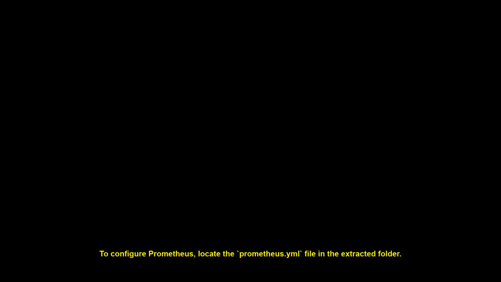To configure Prometheus, locate the prometheus.yml file in the extracted folder. Open prometheus.yml in a text editor of your choice. Modify the configuration file to add your VPS details. In the scrape_config section, enter the target address of your VPS. Save the changes made to prometheus.yml.